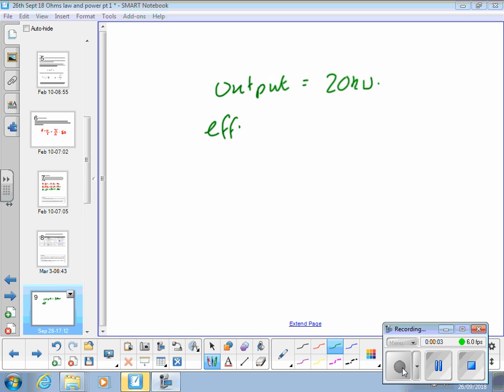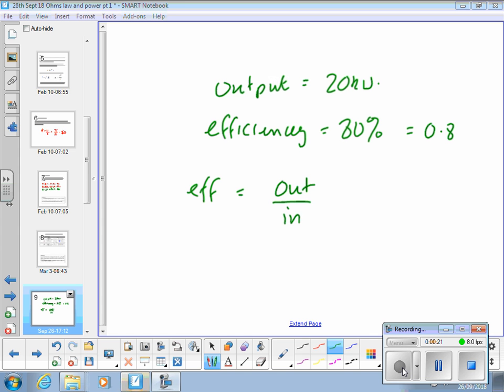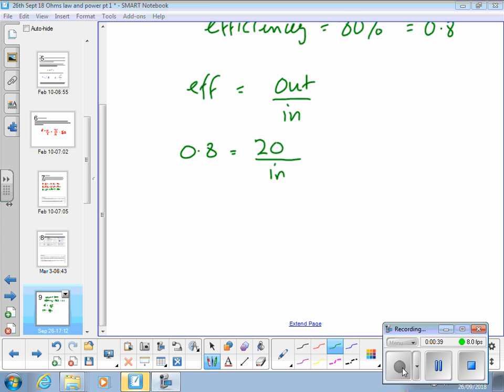Efficiency equals 80%, which is 80 over 100, so that's 0.8. Efficiency is equal to out over in. So 0.8 is equal to 20 kilowatts divided by the input. You rearrange that. So in comes up there, 0.8 goes down there.